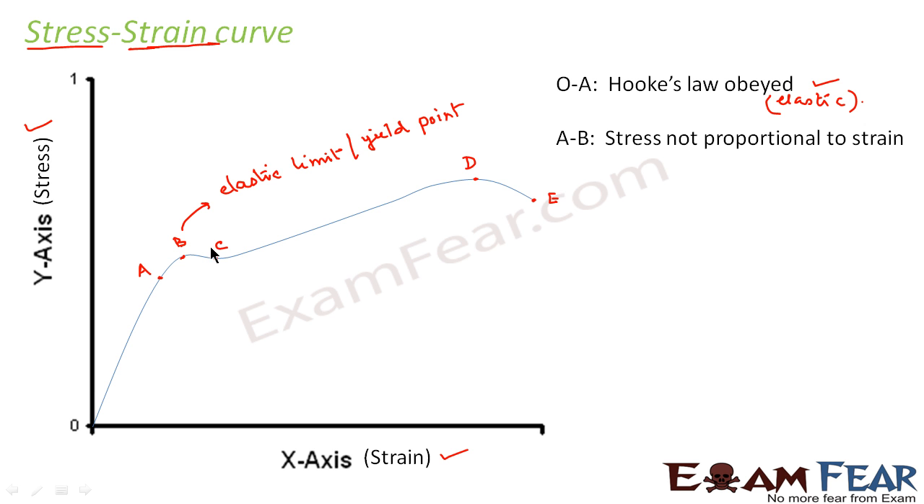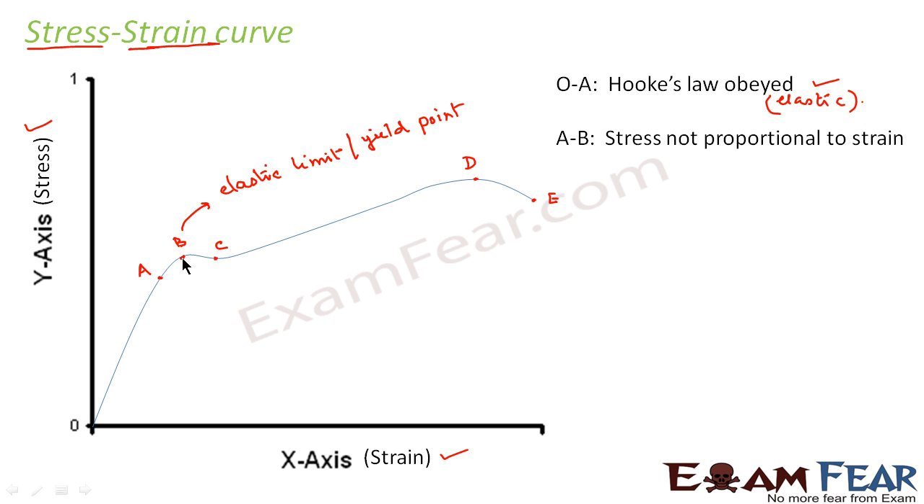Now, what does elastic limit mean? This is the point till which the substance will remain elastic. It will have elastic behavior. So, if you see from O to A, it is perfectly elastic. From A to B, however, not perfectly elastic, but still it exhibits elastic properties. So, B is the elastic limit, or sometimes it is also known as yield point. And the stress corresponding to this point B is known as the elastic stress.